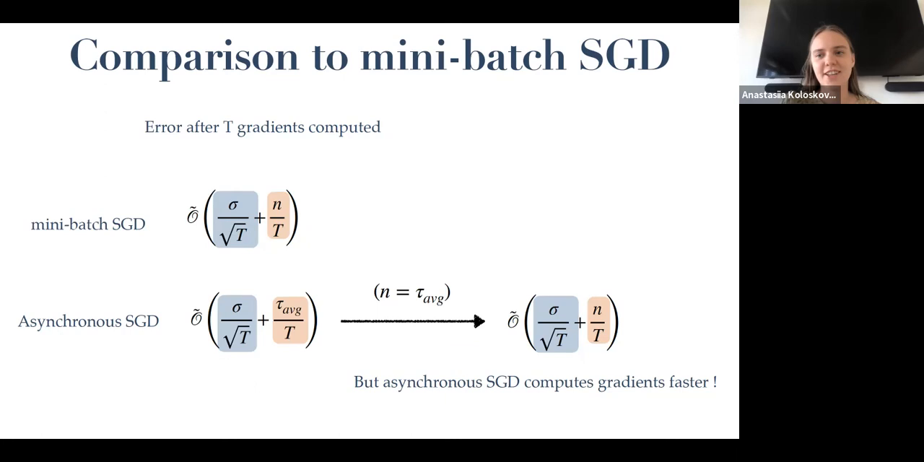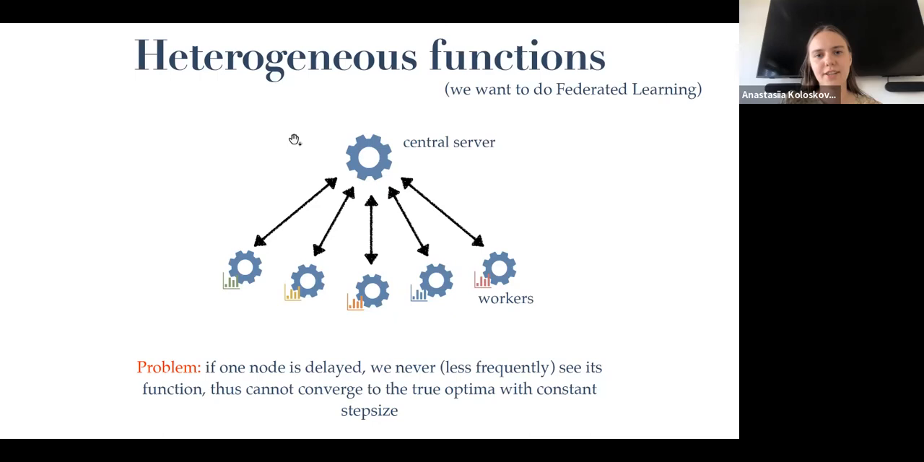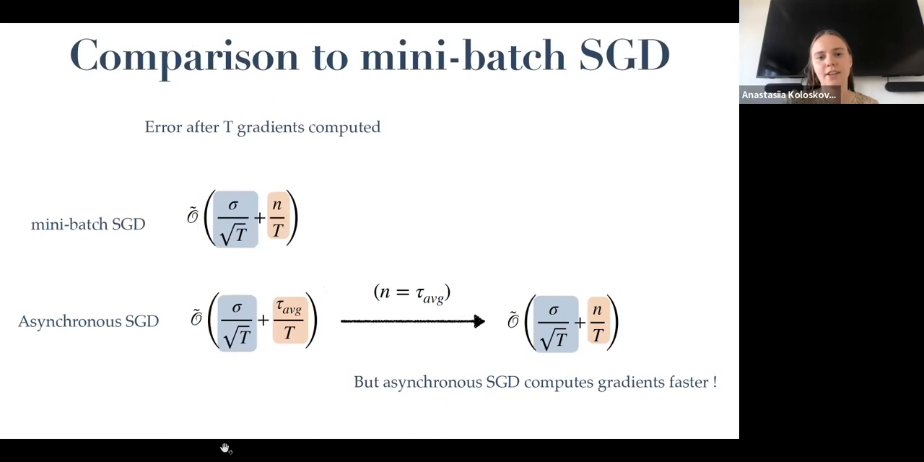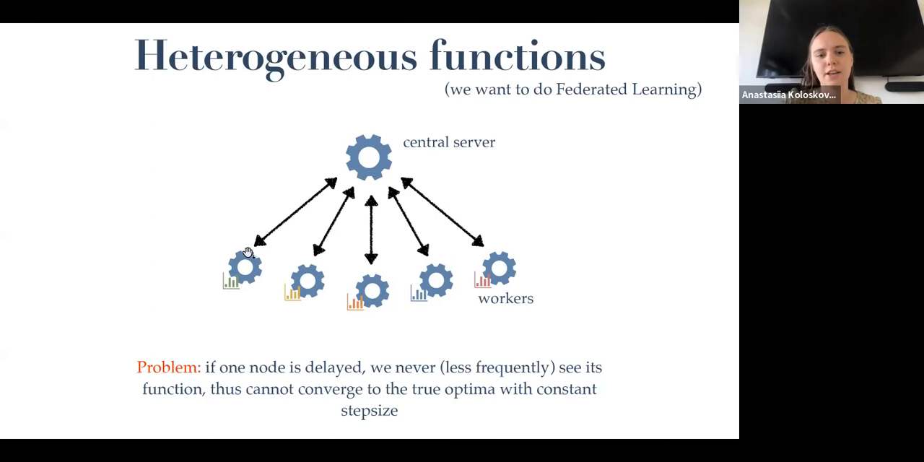Okay, so this was all for homogeneous functions, all this theory. And actually the interesting case, if we want to do federated learning, is when every node has different functions, because they might have different data. And so it has its own difficulty. There is a problem, right? If one node is never responding, you don't see this data at all. So you actually cannot hope to converge to a true optimum, even with constant step size.